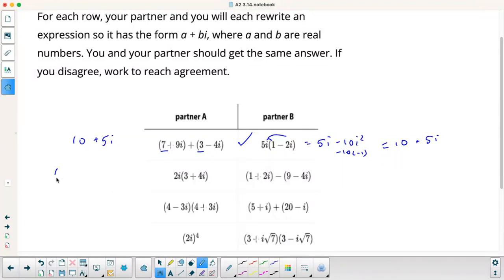Distribute, we're going to get 6i plus 8i squared. Remember, i squared is negative 1. So this is negative 1 times 8. So I get negative 8 plus 6i. I always like to put the real number in front because it's a plus bi. You got the real part is the a. The bi is the imaginary. So this is 1 plus 2i. Distribute the negative 1, and I'm going to combine the real numbers, negative 9 plus 1. 2i plus 4i is 6i. Looks like it works.